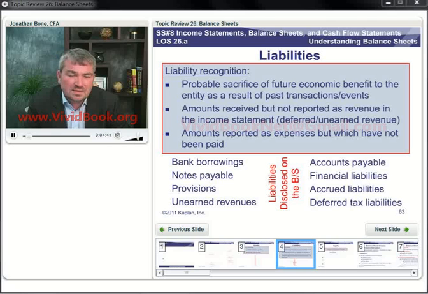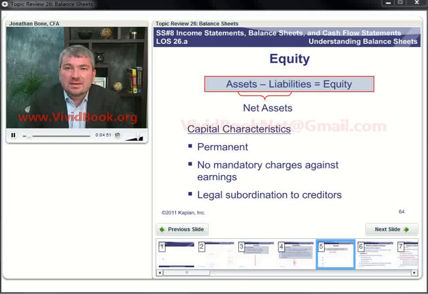And then also something called deferred tax liabilities that we'll discuss in greater depth in a later reading. Let's have a look at our equity. Well, of course, we've said a balance sheet, assets equals liabilities plus equity. So if we subtract liabilities, assets minus liabilities, otherwise known as net assets or occasionally net worth, equals our stockholders' equity. What characteristics does equity have?